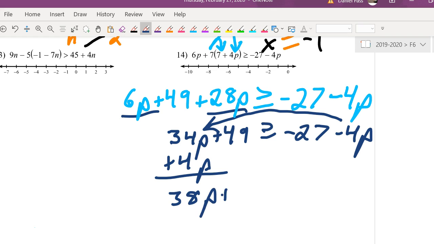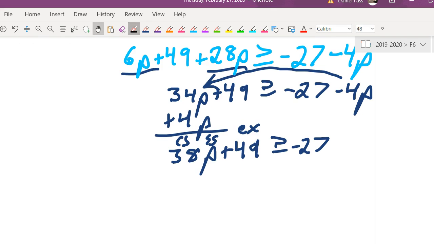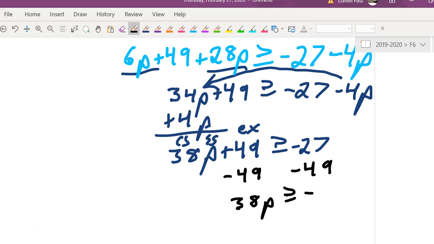38p plus 49 is greater than or equal to -27. Superstar, co-star, extra. Yeah, we get rid of that extra first, don't we? Okay, minus 49 on both sides. 38p is greater than or equal to something. What is that? 76, that's correct. Okay, hey, I think that's going to go in twice.